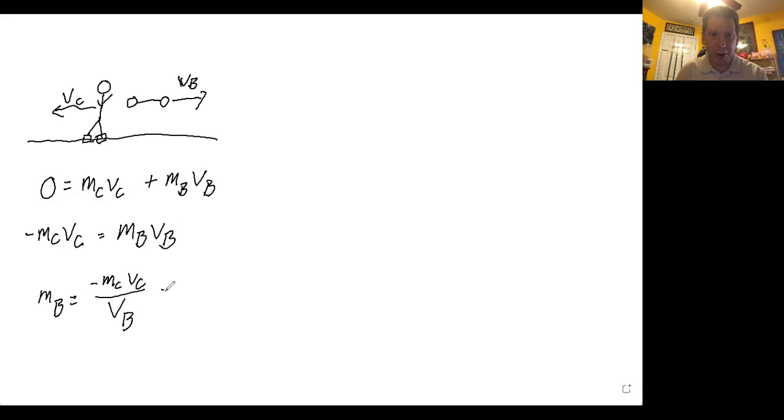So now we plug in terms. So we have negative, and again, keep track of positives and negatives. The mass of the clown is 80.0 kilograms.